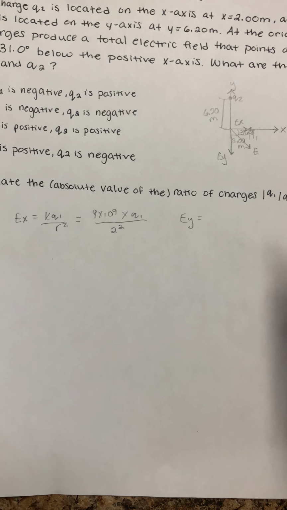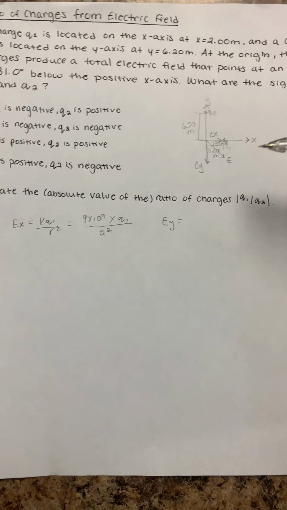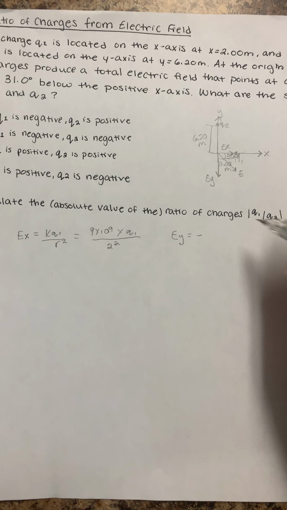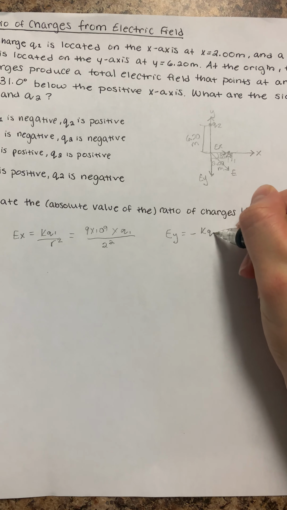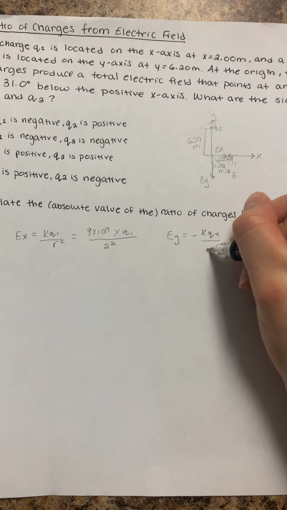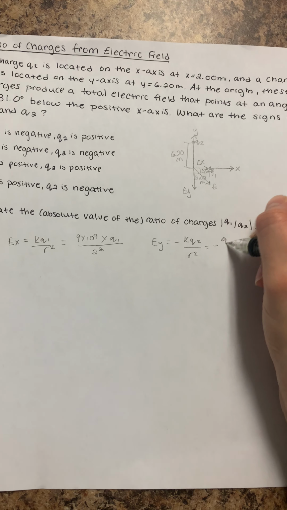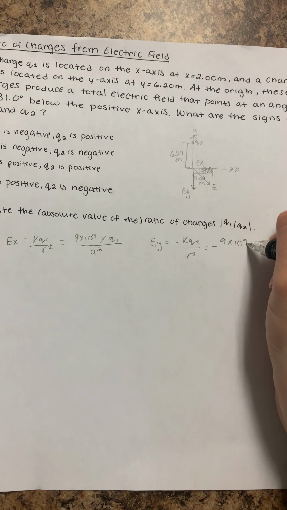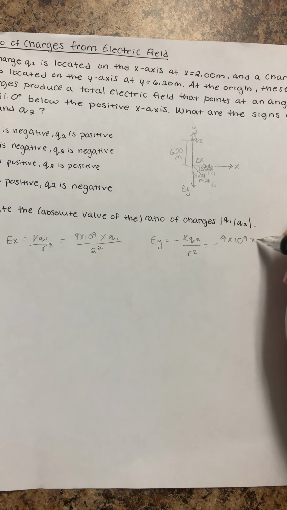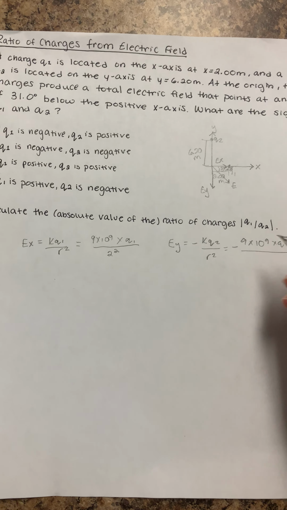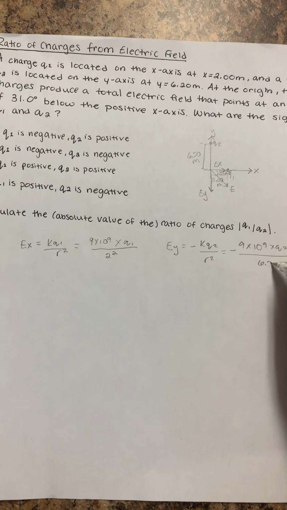We can do the same for the y component. E of y equals, except since EY is going in the negative direction, this whole part is going to be negative. So we have KQ2 divided by R squared. And this will give us negative 9 times 10 to the 9 times Q2 divided by, we are given 6.2 squared.